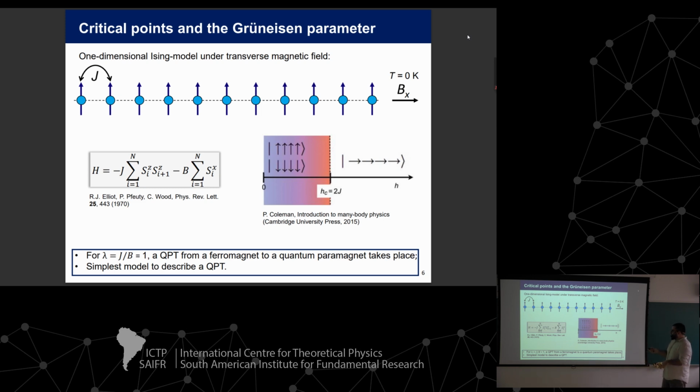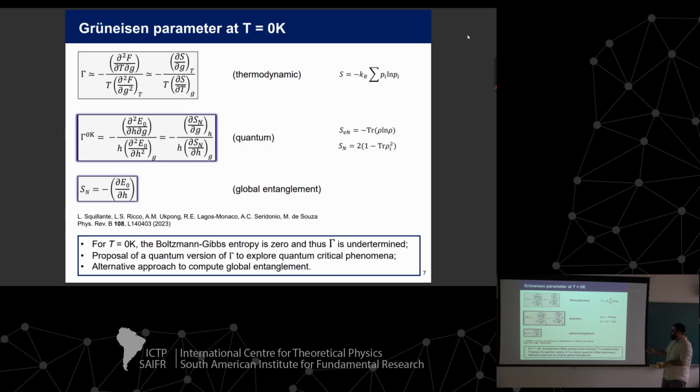So what we did was to propose, as I mentioned, a new definition for the Grüneisen parameter that works at exactly 0 Kelvin. The Grüneisen parameter can be defined as the Grüneisen ratio, which incorporates the variations of the free energy with respect to both temperature and a tuning parameter. As I mentioned, it could be a lot of things. But we proposed a quantum version, we named it gamma 0K, where instead of the free energy, we're now dealing with the ground state energy.